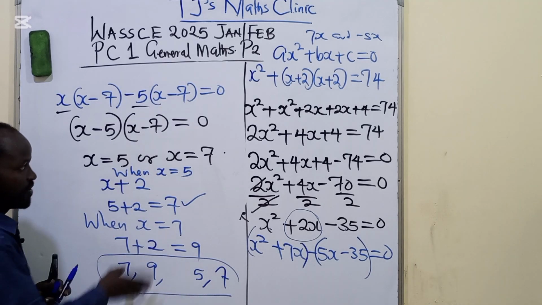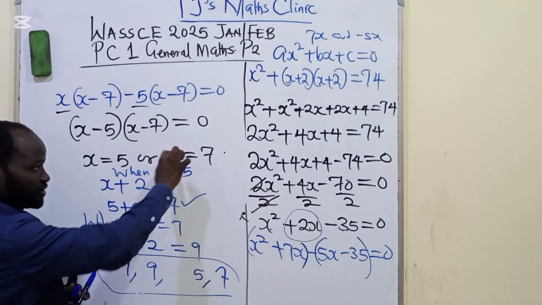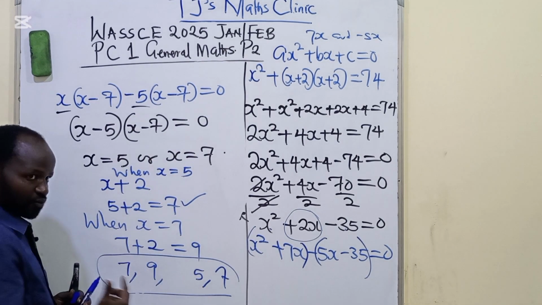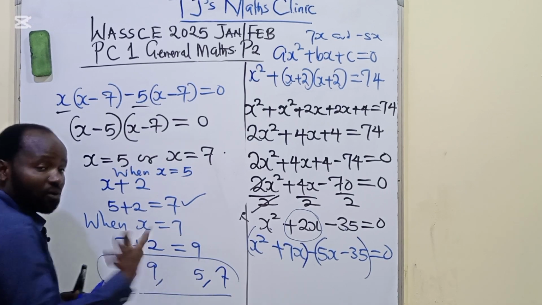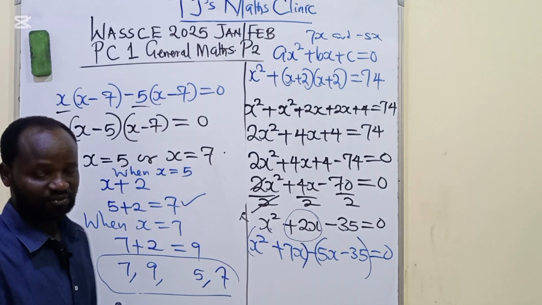See the analysis here. When x is 5, that's if the first consecutive odd number is 5, the next will be what? 7. If the first consecutive odd number is 7, the second will be 9. All these are odd numbers. So this is the analysis and this is the solution to this question 2.